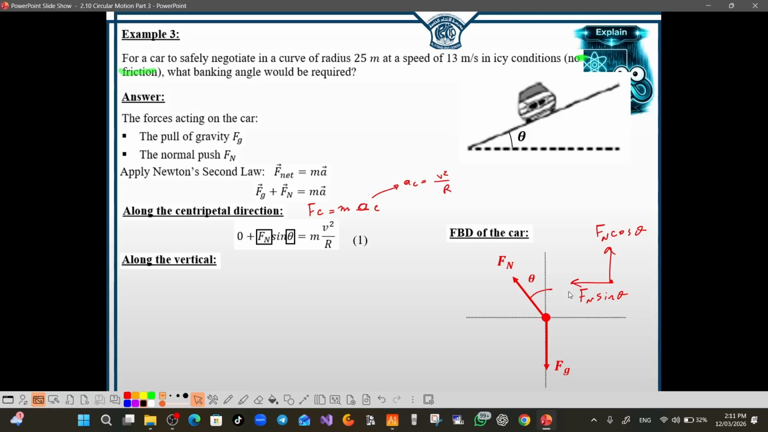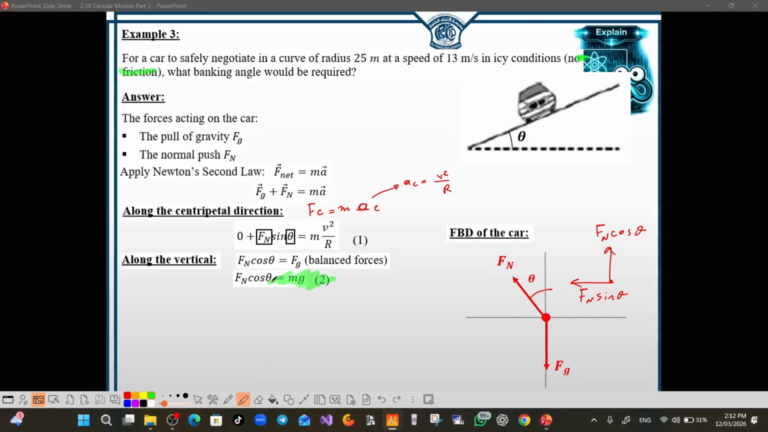Now, along the vertical, Fg is balanced with Fn cosine theta. So Fn cosine theta equals Fg, which means Fn cosine theta is equal to mg. This is the second equation. Now we have two linear equations. We can now solve them simultaneously.